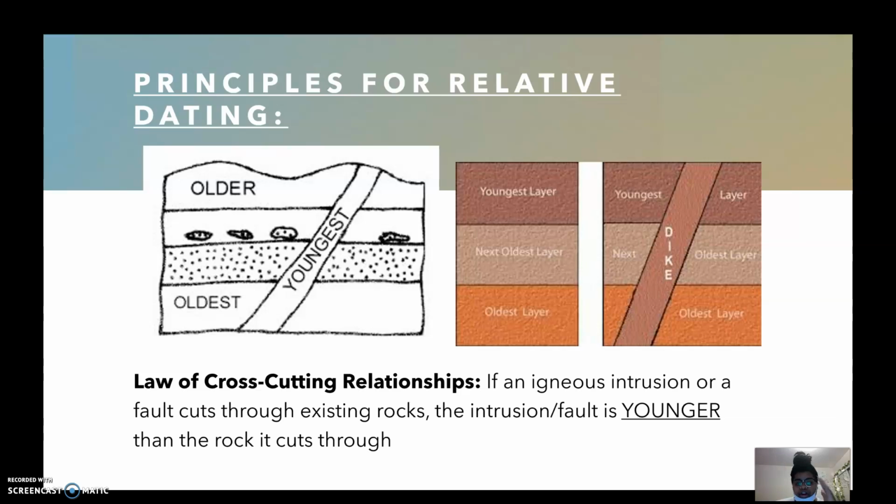Then we have law of cross-cutting relationships. This one is more focused on faults and dikes and things like that. So if an igneous intrusion or fault cuts through an existing rock, the intrusion or fault is younger than the rock it's cutting through. For the example where it says dike, you see on the left-hand side it says younger, next oldest, and oldest layer. But then when the dike comes through, that means that the dike is the youngest part of that rock formation.